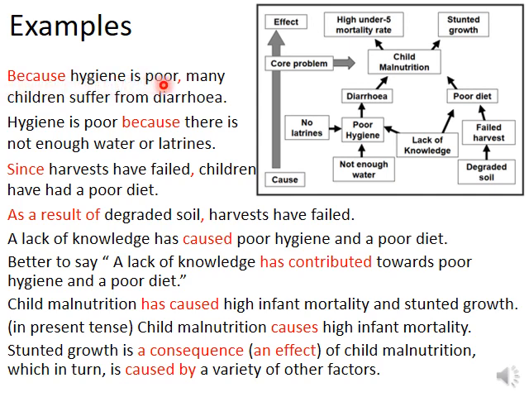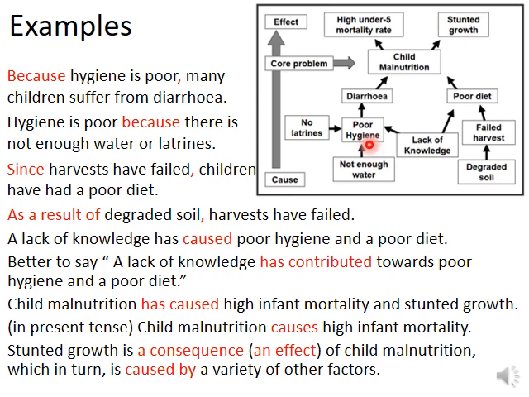The first example, because hygiene is poor, comma, many children suffer from diarrhea. Can you see that? This box is poor hygiene and it causes diarrhea. So I've taken these two boxes out and turned them into a sentence. Because hygiene is poor, many children suffer from diarrhea. We could write this another way.